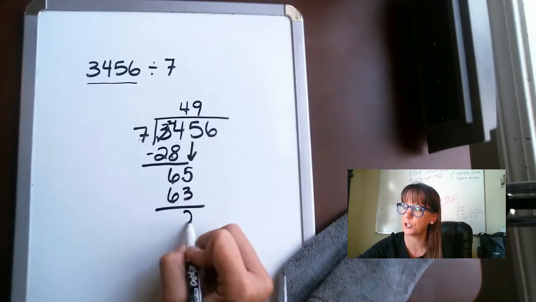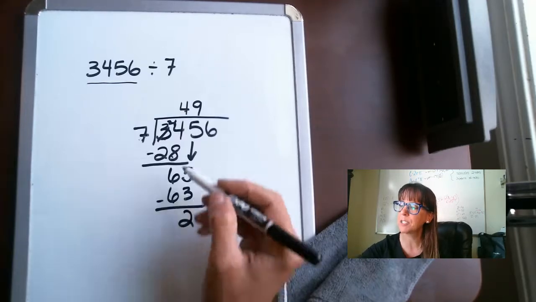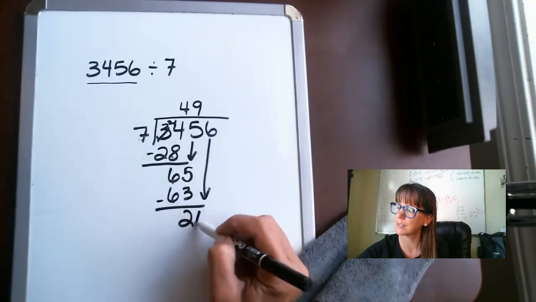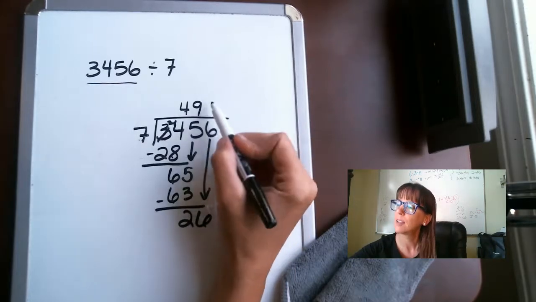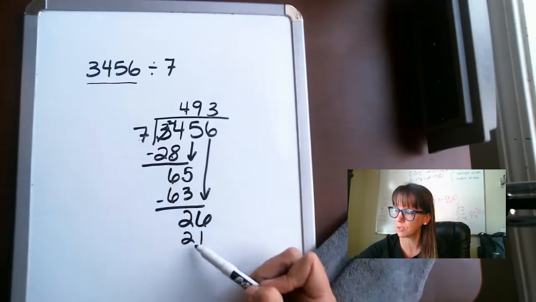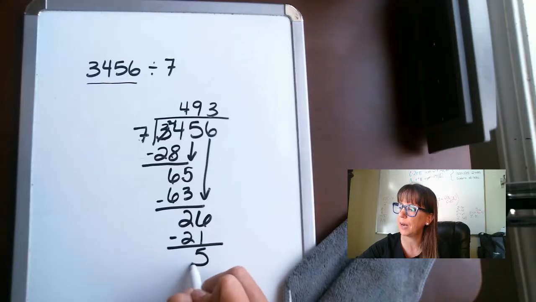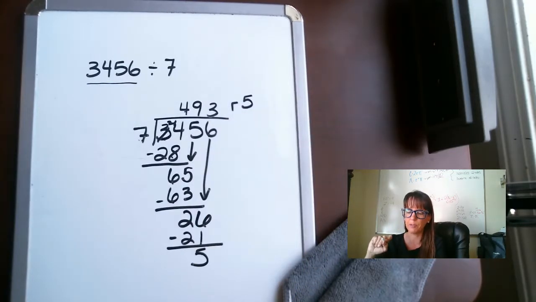When we do that, we get 2, okay? Every time we, oh, I should put a subtraction sign there. Every time we subtract, we also have to bring down. So in this case, it's gonna be a 6. And we're gonna do, how many times does 7 go into 26 without going over? It's gonna be 3 times. And then 3 times 7 gives us 21. We subtract and we have 5, so we have a remainder of 5. A remainder of 5, okay?